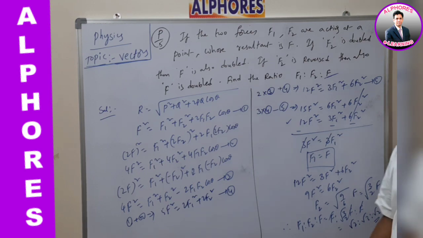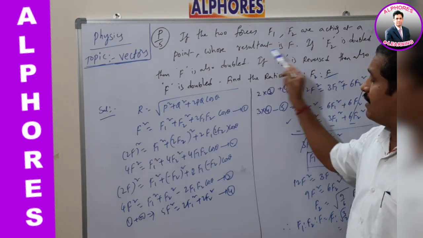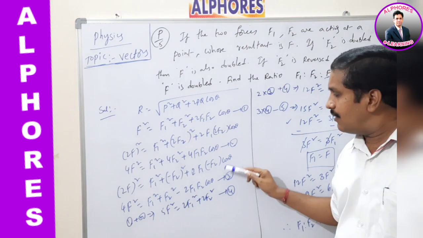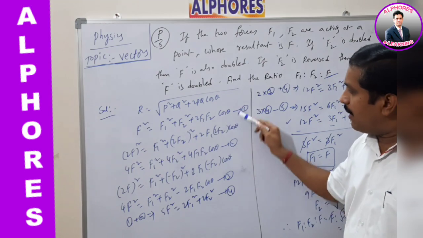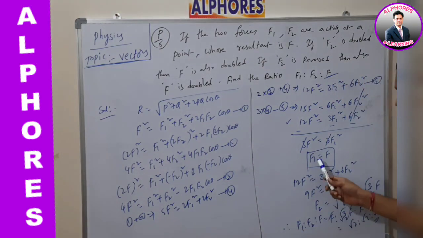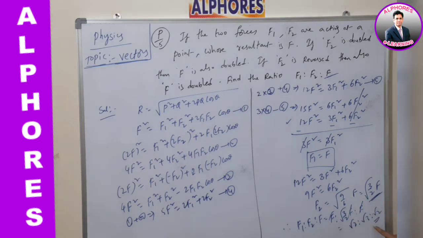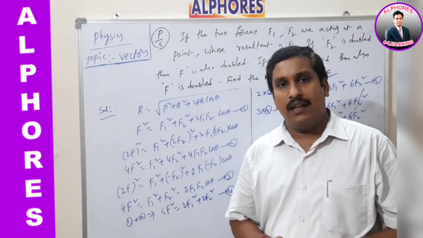So from this question, about the first condition I get equation number 1. About the second condition I get equation number 2, as per the condition. About the third condition, I take equation number 3. By manipulating these three equations as per your convenience, you get the values: F1 is equal to F, and F2 is equal to root 3 by 2 F. By taking this ratio, F1 is to F2 is to F, that is F is to root 3 by 2 F is to F. By cancelling, root 2 is to root 3 is to root 2. So this is the solution. This is a very important formula. Right. Thank you very much.